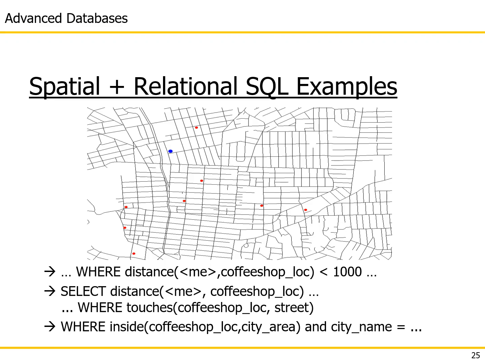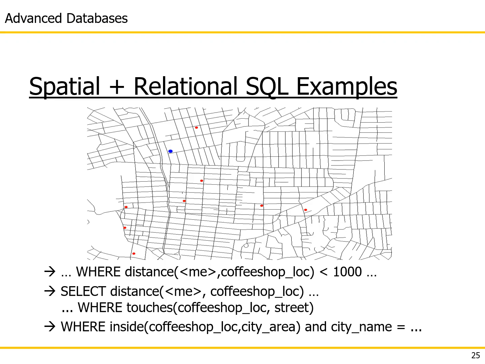Coffee shop location is a column that exists in the table I'm querying, and its data type is a spatial data type. Distance is a spatial function. Me is a value I pass that also has to be of a spatial nature. But the rest is plain SQL. It's just the SQL language you've learned in database 1. Same thing for the next example.